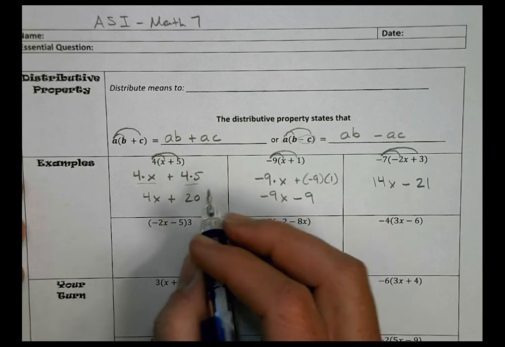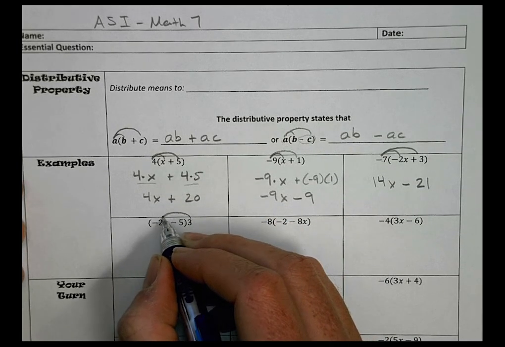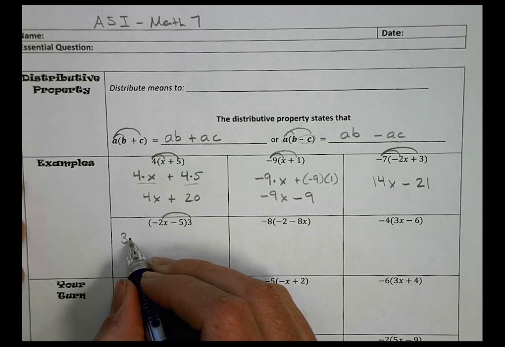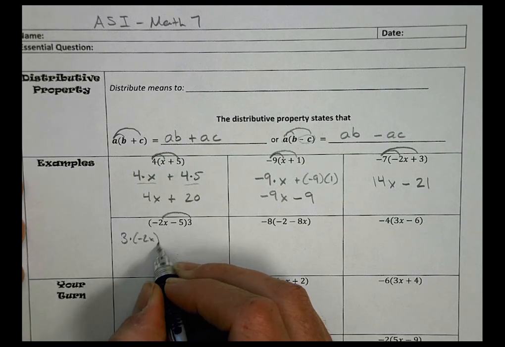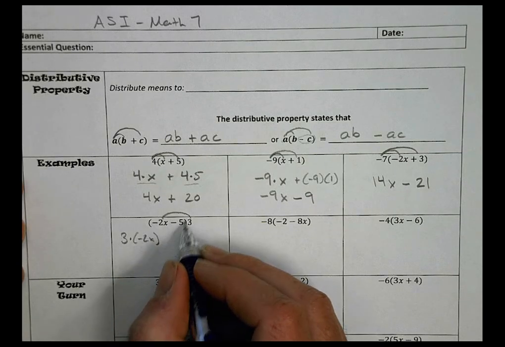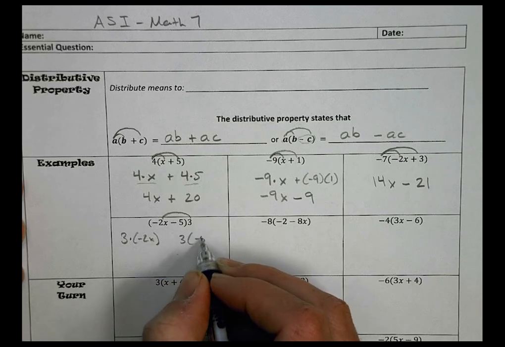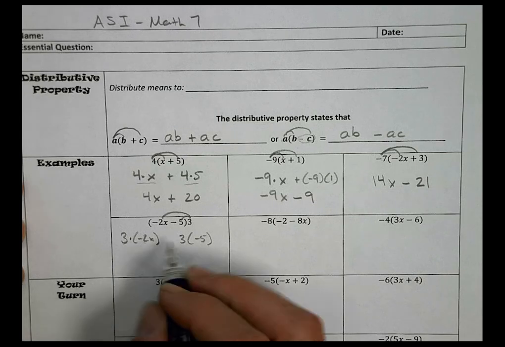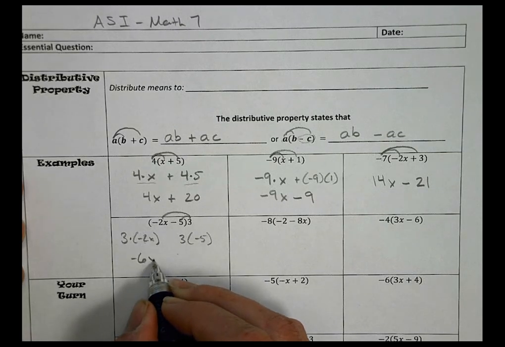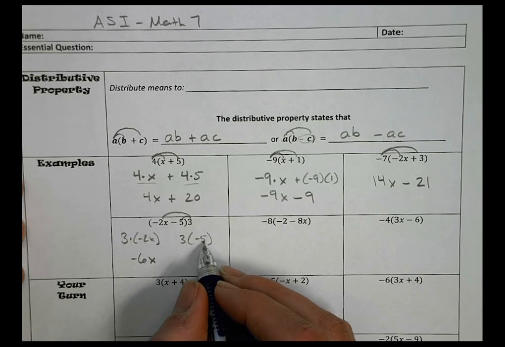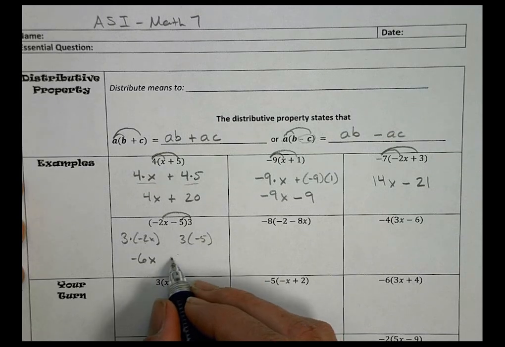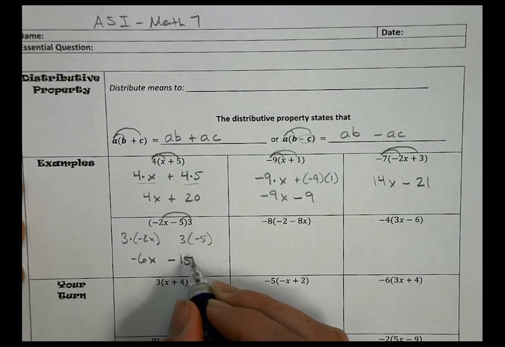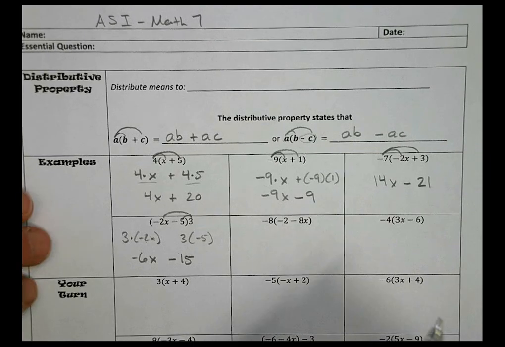In this one, even though it's on the back side, it's the same idea. I'm doing 3 times a negative 2x, and then I can do a 3 times a negative 5 to go there. And this becomes 3 times negative 2 is negative 6, and keep the x there. And negative 3 times negative 5 is a minus 15, and that's what we have there.